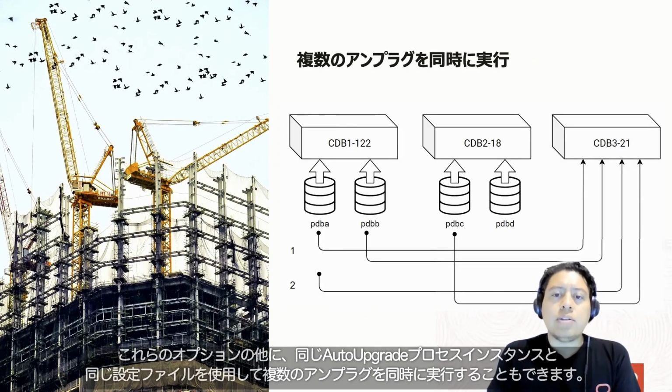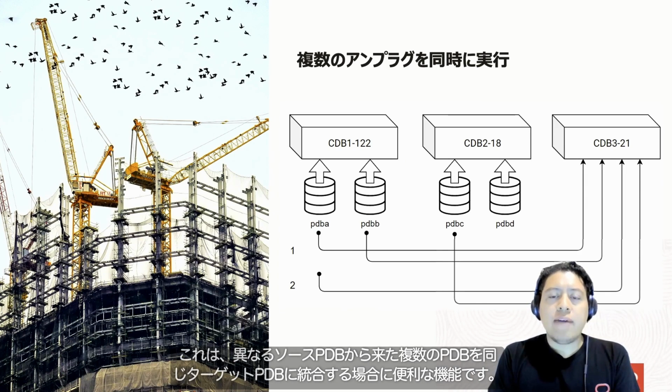Besides these options, you can also run multiple unplugs simultaneously using the same AutoUpgrade process instance and the same configuration file, which is going to make your life easier when you want to consolidate multiple PDBs which come from different source CDBs and that are being plugged into the same target CDB.